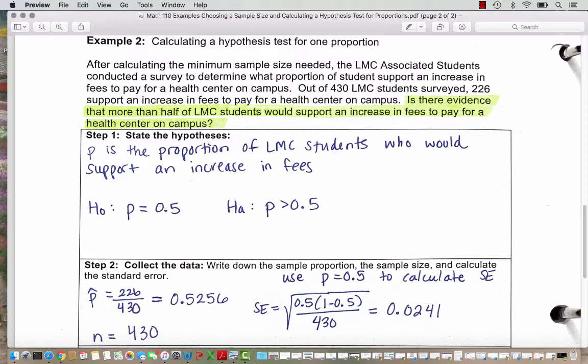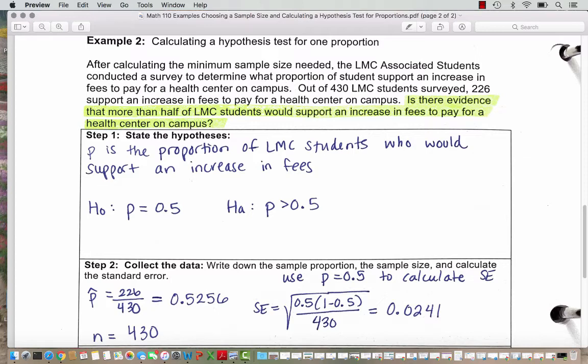So first step is to set up our hypotheses. So we first want to identify what our proportion value is. We're using proportions because this is categorical data. So P is a proportion of LMC students who would support an increase in fees. If you imagine students asking the survey, they might say, do you support an increase in fees to pay for a health center on campus? And the responses would be yes or no's. So they would count the students who say yes, they support the increase in fees in their surveys.